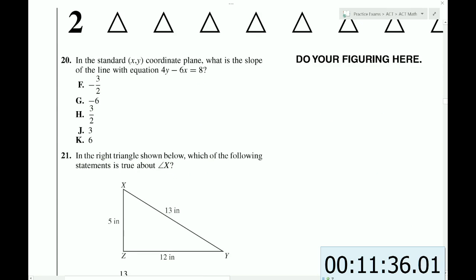In the standard xy coordinate plane, what is the slope of the equation with this line? All right, so 4y, so we bring the 6x over, and then divide by 4 every single spot. So y equals 3/2 x plus 2. So the slope is 3/2.